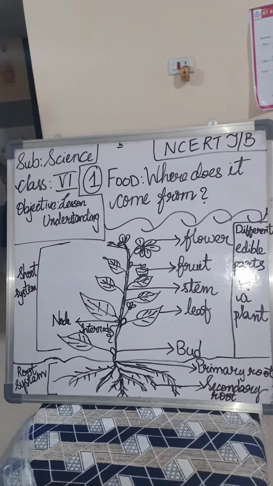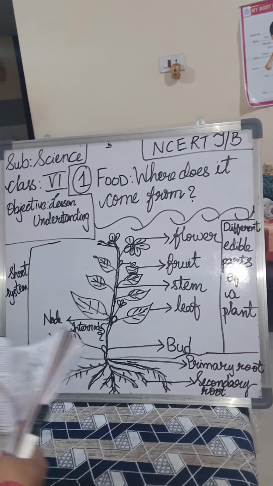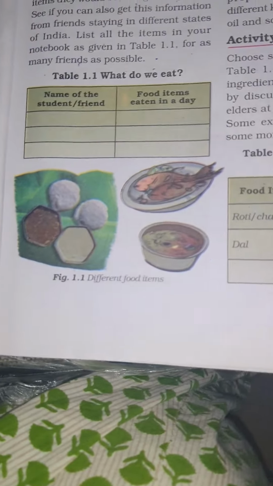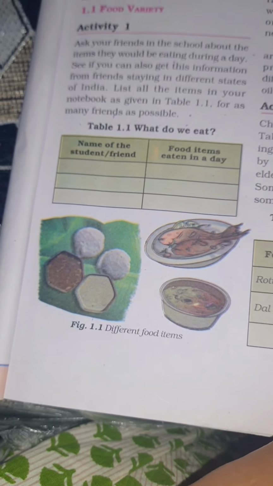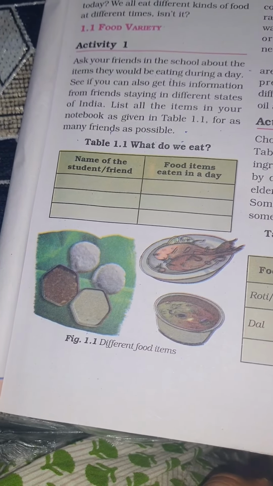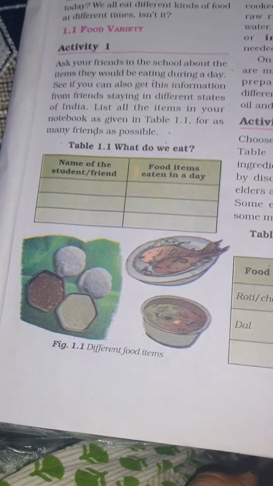So name of the student or friend, you can make a tabular form. It is given in the textbook like this, and the food item they ate in the day. That is what is given in the textbook. In this way you can make one activity, no? Now there seems to be so much variety of food items, no?